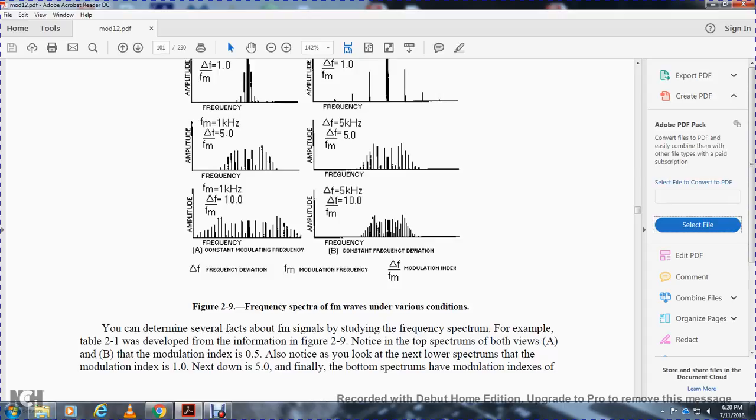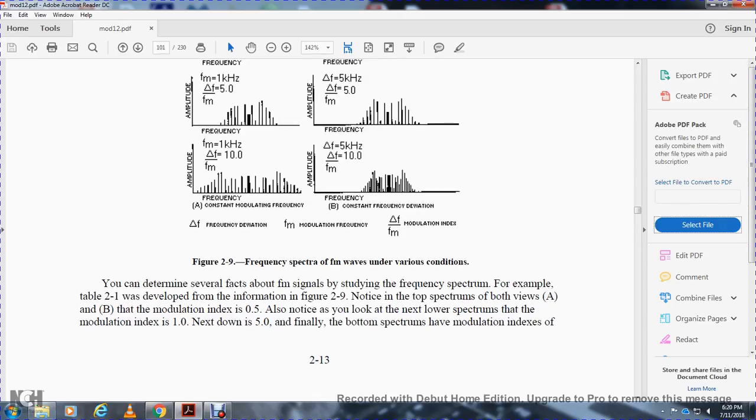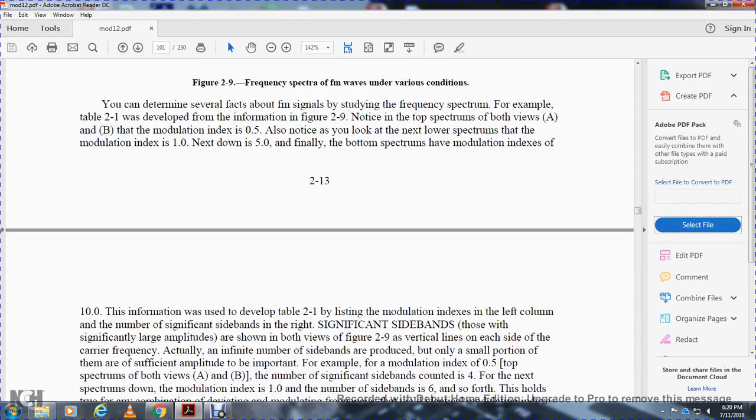Alright, you can determine several factors of the signal with the frequency spectrum. For example, table 2.1 was developed from the information in figure 2.9. Note that the top spectrum in both views A and B has a modulation index of 0.5. Now look at the next lower spectrum, with a modulation index of 1.0, then 5.0, and finally the bottom spectrum has a modulation index of 10. Frequency deviation is the triangle F, and the modulation index is the frequency deviation over the modulating frequency.